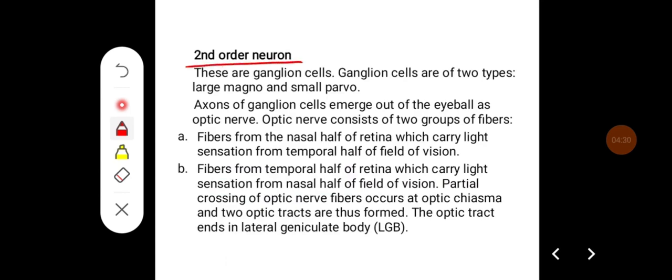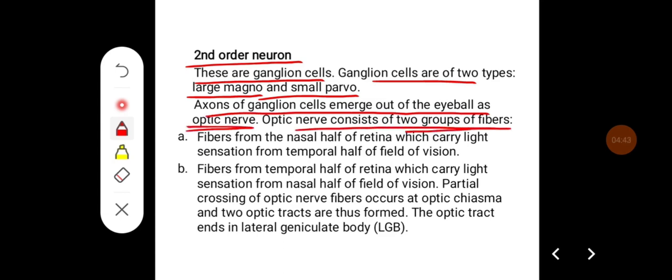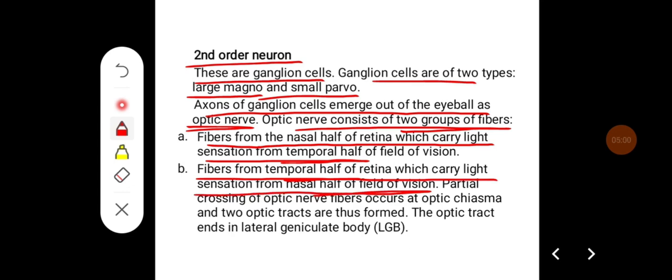Second order neurons. These are ganglion cells, and ganglion cells are of two types: large magno and small parvo. The axons of ganglion cells emerge out of the eyeball as optic nerve. The optic nerve consists of two groups of fibers. The fibers coming from the nasal half of the retina, which carry light sensation from the temporal half of the field of vision, and also fibers from the temporal half of the retina which carry light sensation from the nasal half of the field of vision.